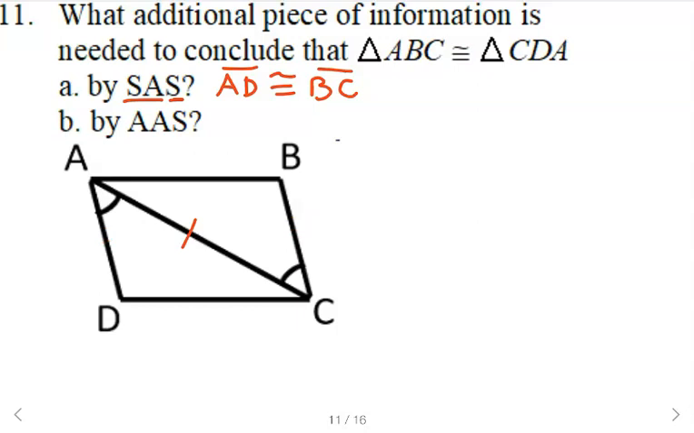For angle angle side, we have the non-included side. So the remaining angles that we need is angle B must be congruent to angle D. That would allow us to say angle angle side, angle angle side.